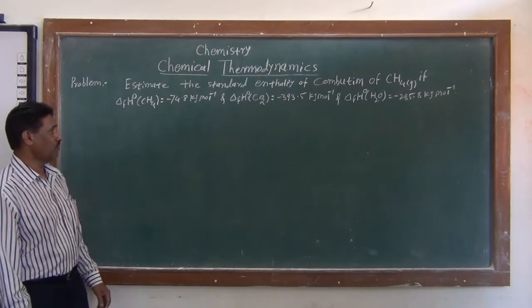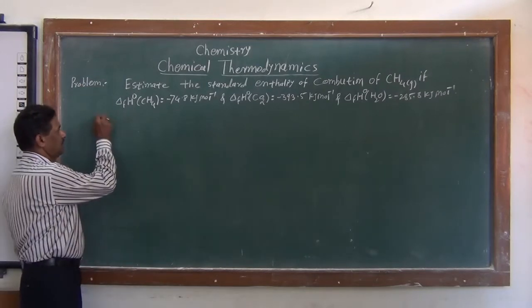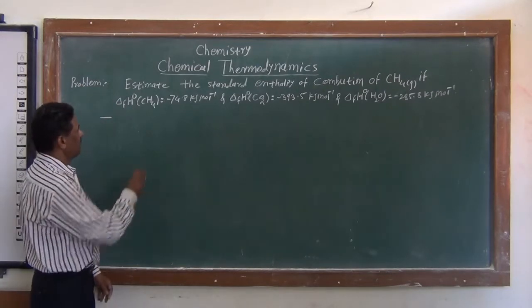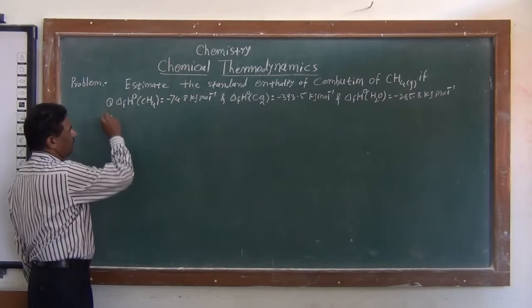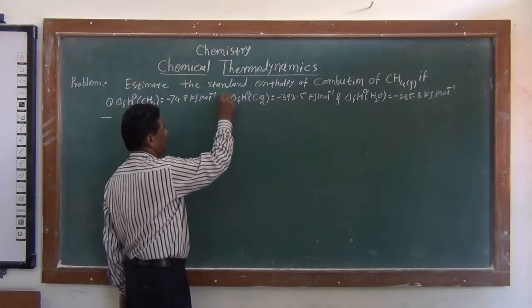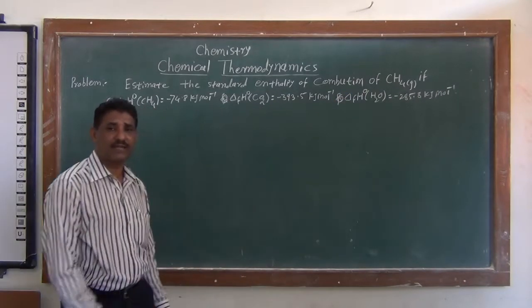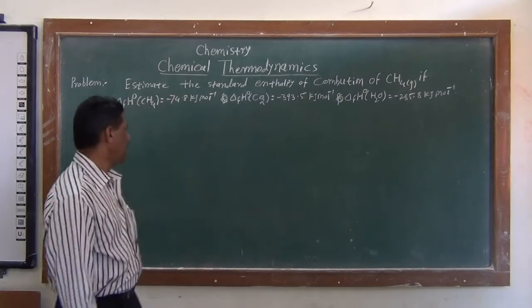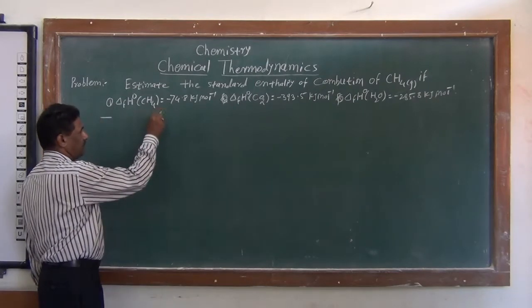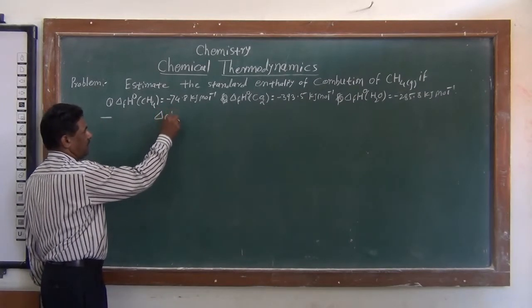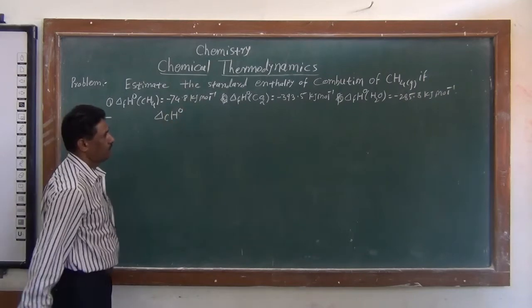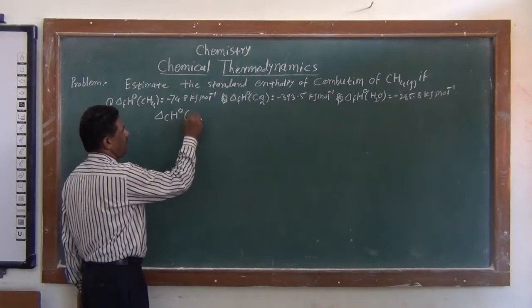In this problem, we calculate. Here, these quantities are given. This is the 1, 2, and these quantities are given to us, and we calculate delta C H0 of methane.